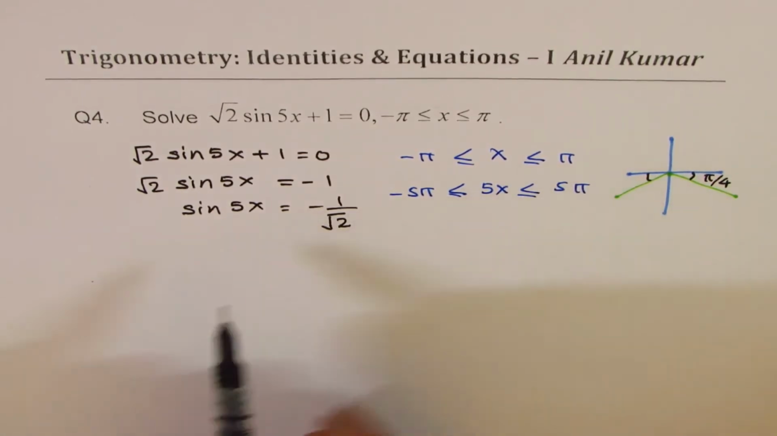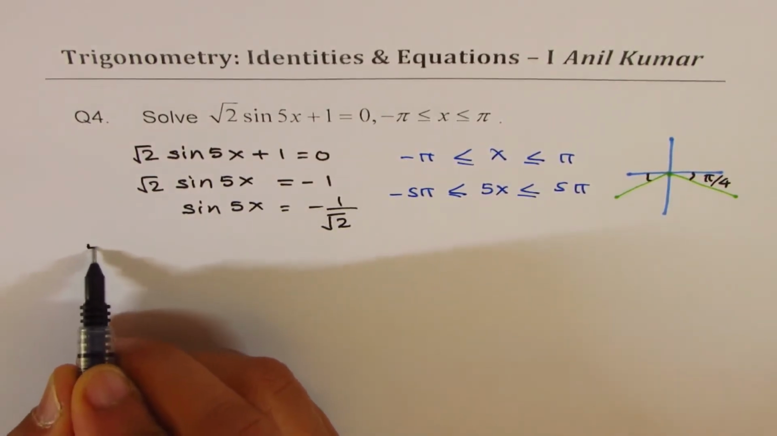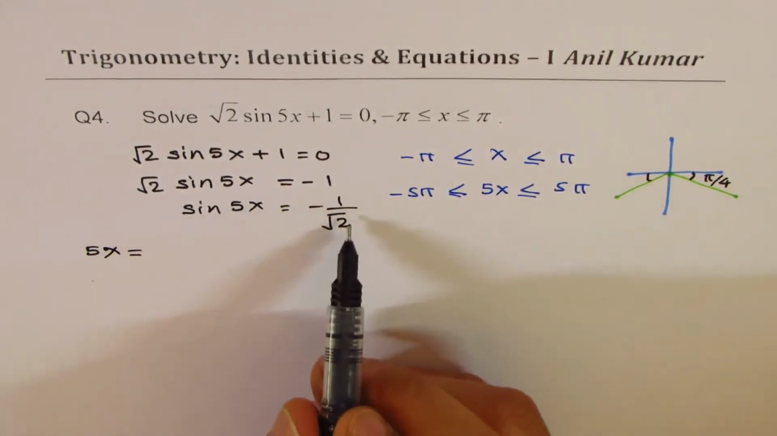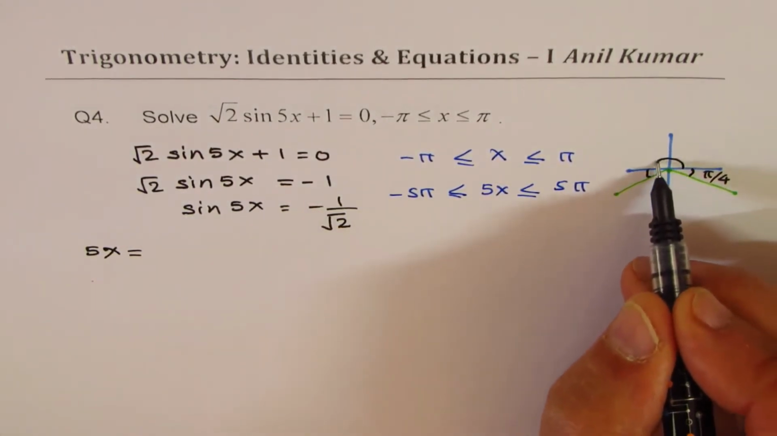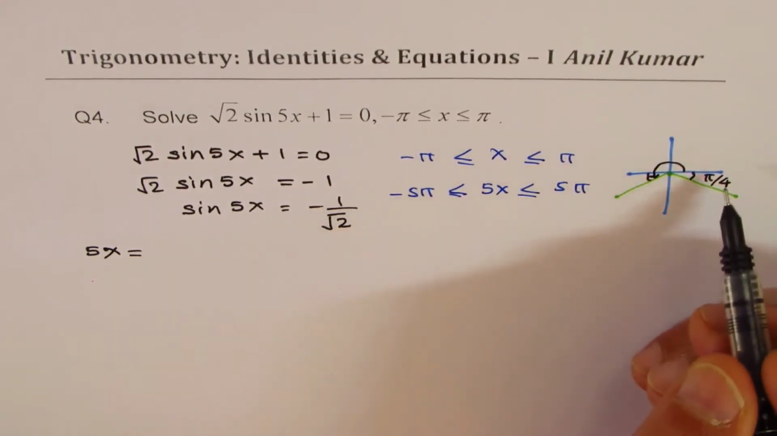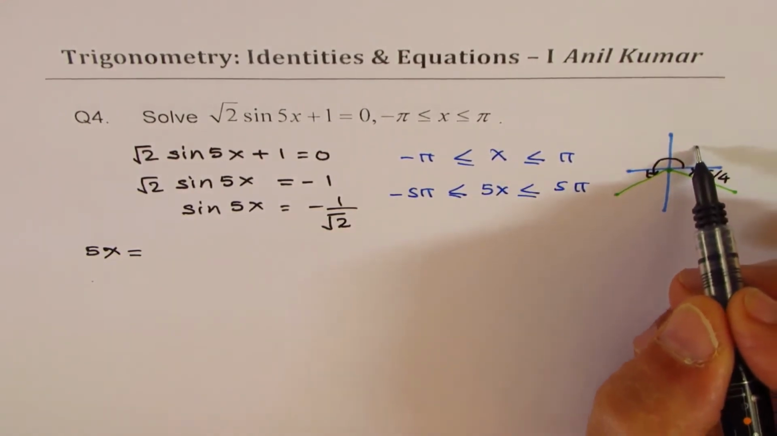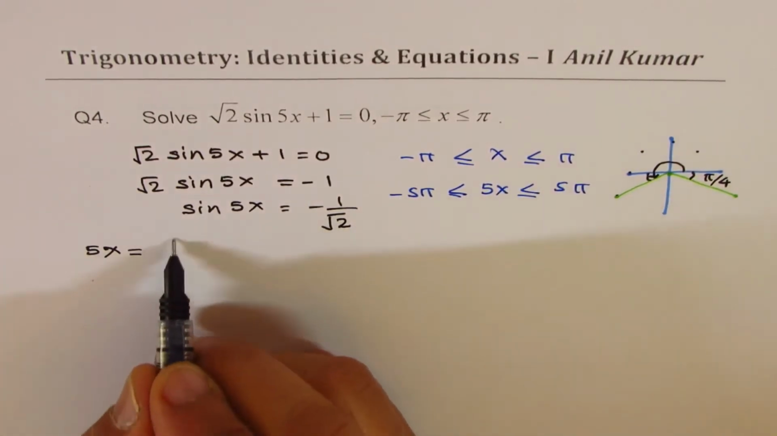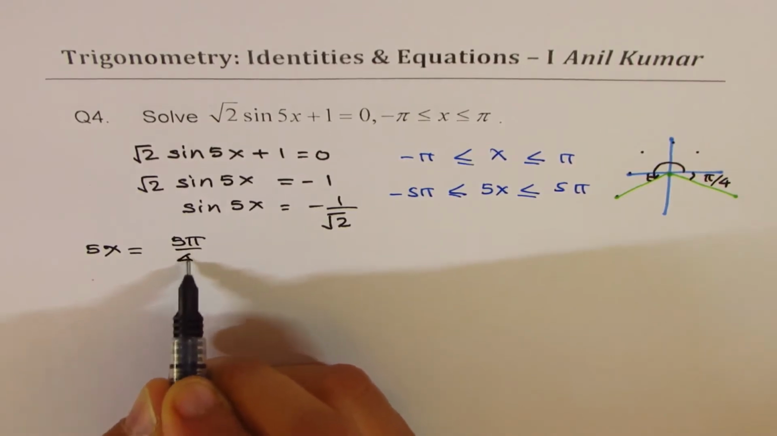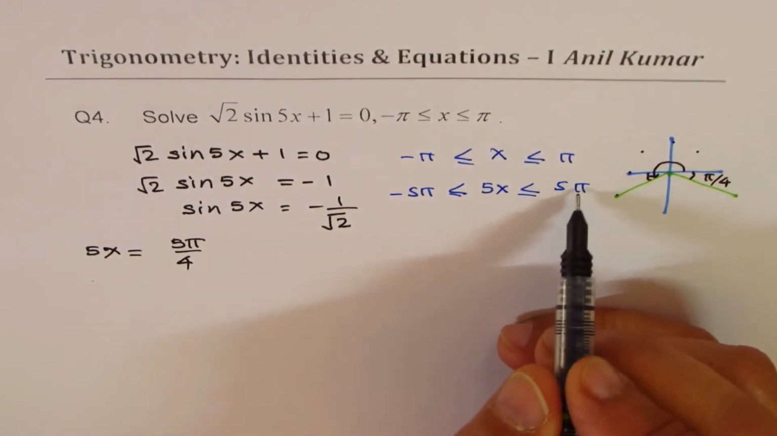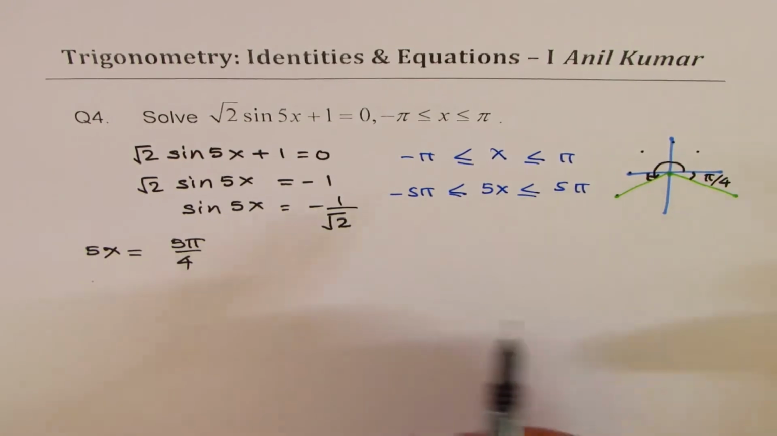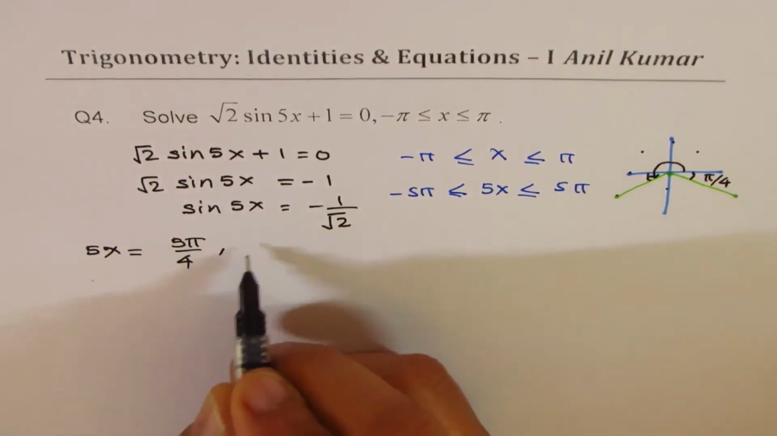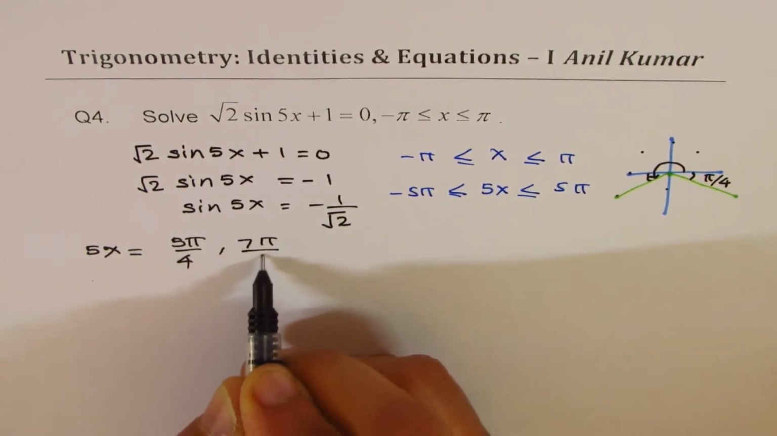So what we're looking for is the values of 5x. One value could be that much, which is how many pi by 4s? 1 pi by 4, 2 pi by 4, 3 pi by 4, 4 pi by 4, 5 pi by 4, right? So we'll go from 0 to the positive side, and then we'll go to the negative side also. This is 5, this is 6, this is 7. So we get 7 pi by 4.